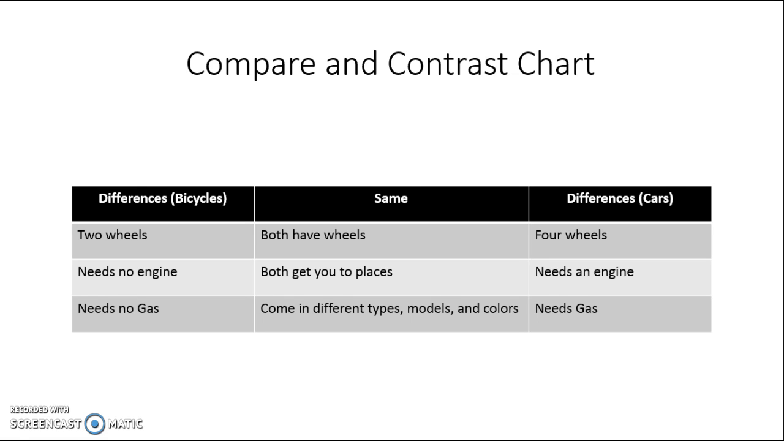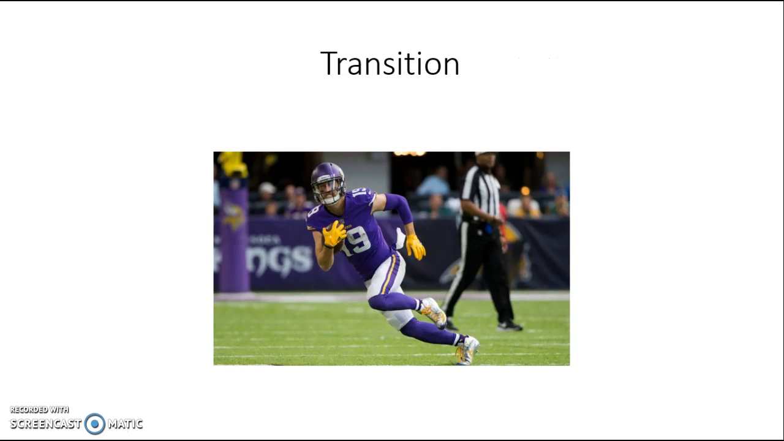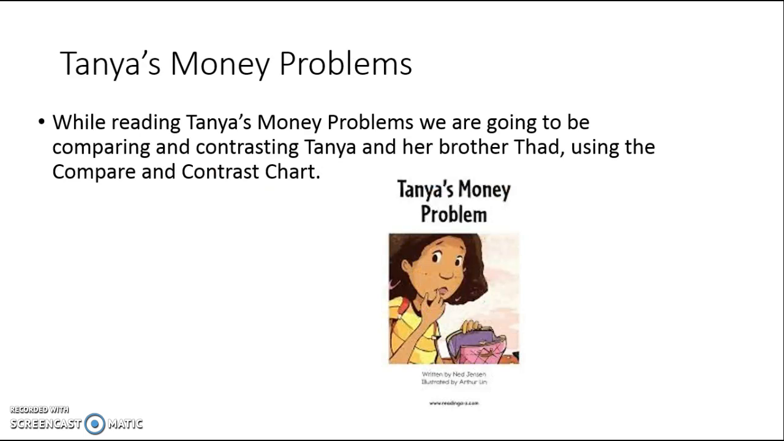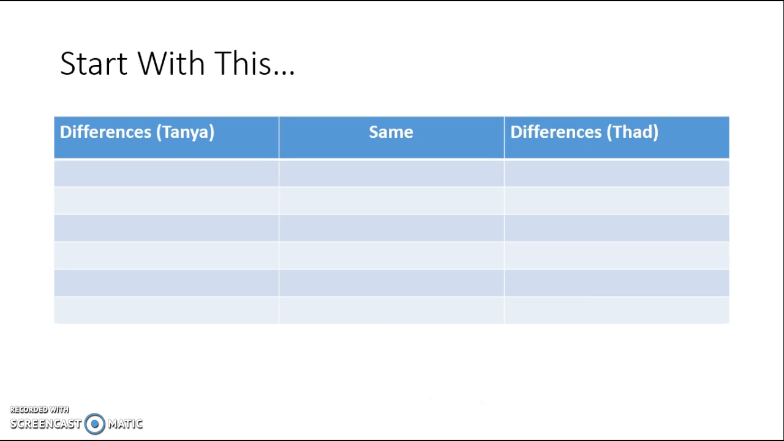So this would be the compare and contrast chart example that I modeled. Here you can see the differences that bikes have, what is the same about them, and the differences that cars have. So now Tanya's money problems. While reading Tanya's money problems, we are going to be comparing and contrasting Tanya and her brother Thad using the compare and contrast chart. So this is what they will start with on their worksheet.